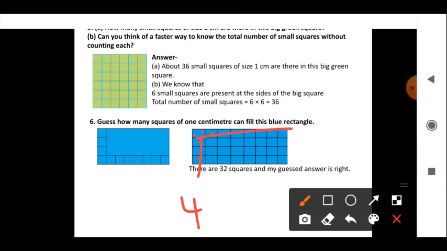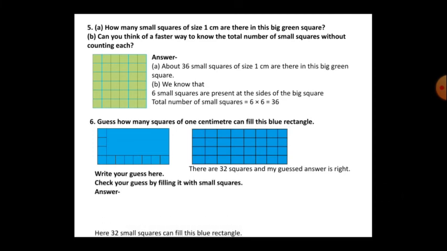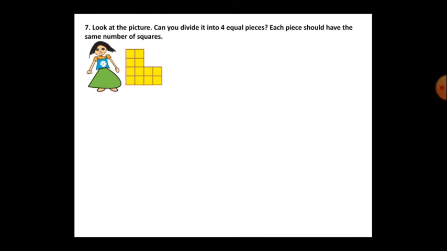See, now easily you can find 1 2 3 4. This way 4, this way how many? 1 2 3 4 5 6 7 8. So this way 8, this way 8, this side 4 squares are kept. 8 fours are 32. So 32 is my guess. Check your guess by filling it with small squares. 32 small squares can fill the blue rectangle.